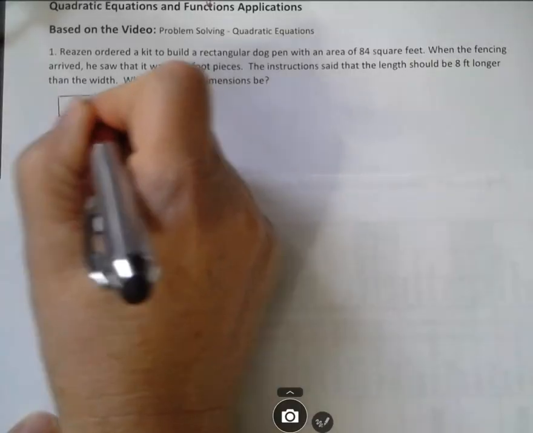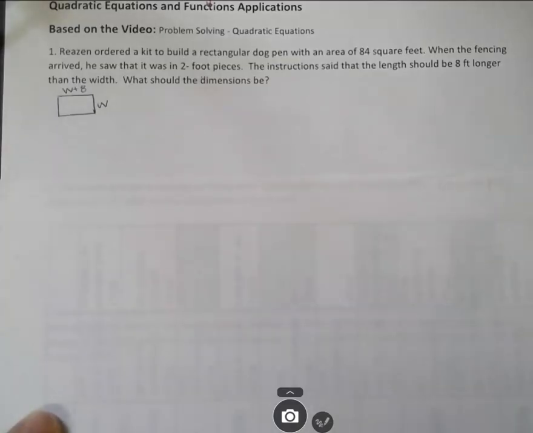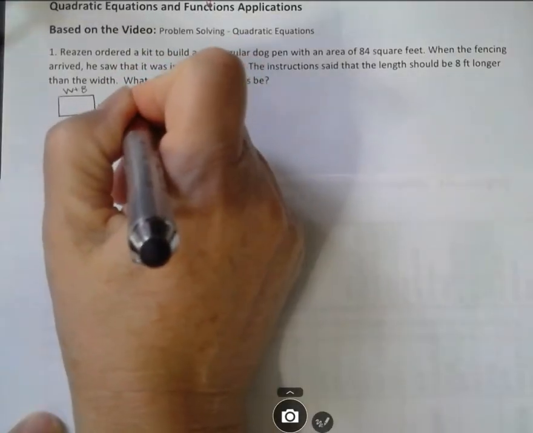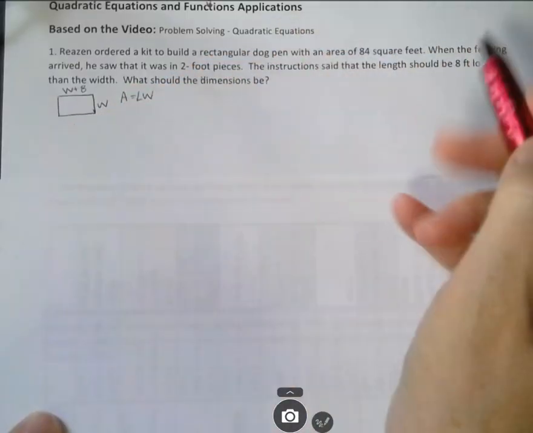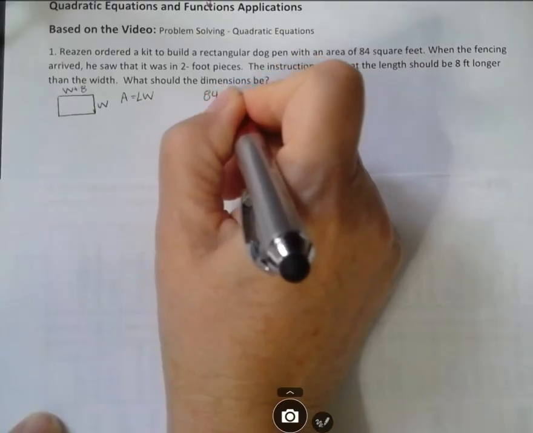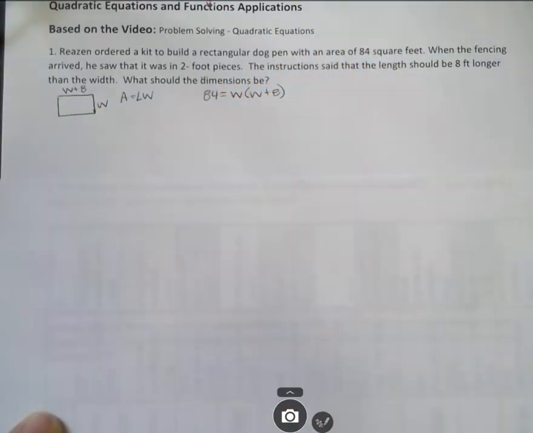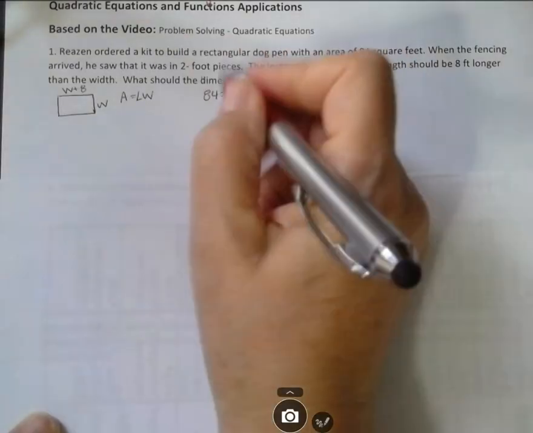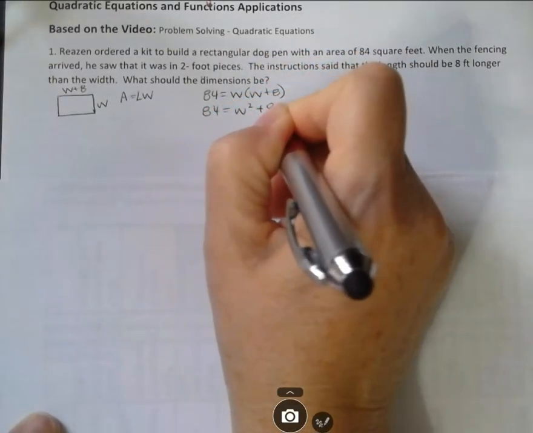So if the width is W, then W plus 8 would be the length. I know that the area for a rectangle is length times width, and my area is 84. So I'm going to start here and say 84 equals W times W plus 8. If I distribute that, I get 84 equals W squared plus 8W.